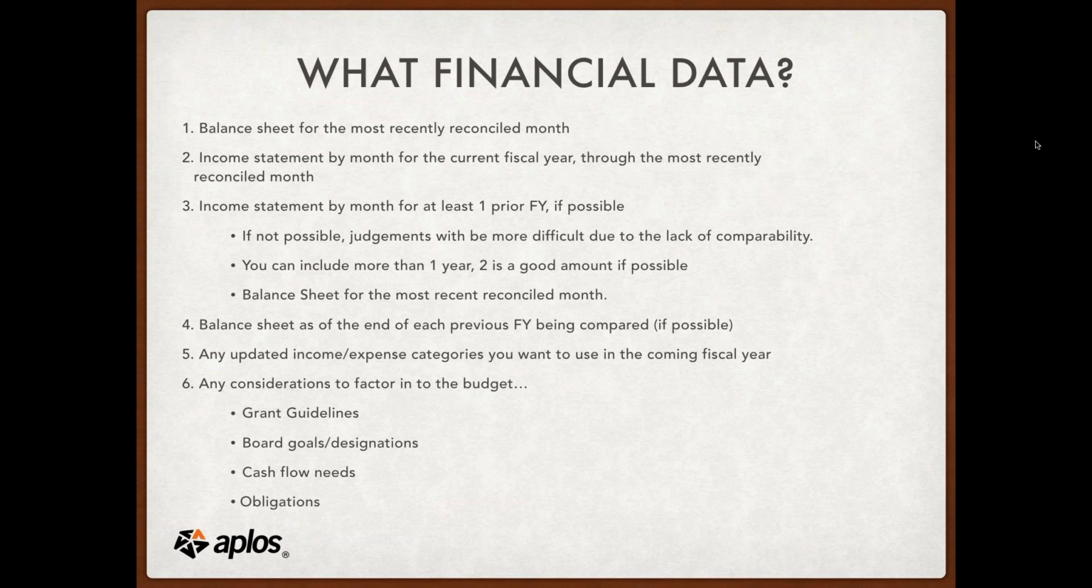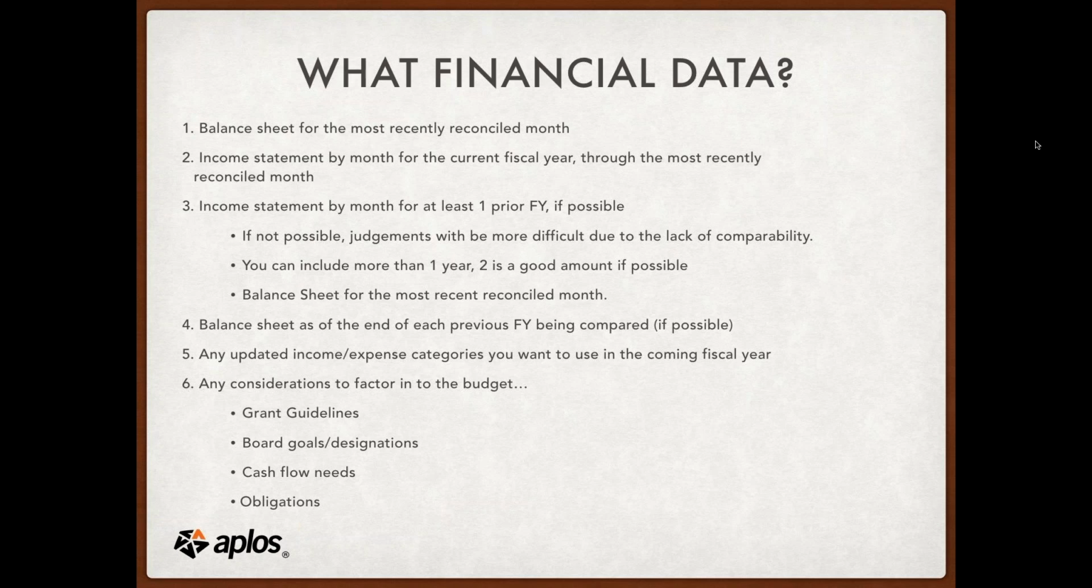So we're going to run through October. I'm going to pull a balance sheet for October 31st and use that as my ending cash amount for my projections going forward. You're also going to want to pull an income statement by month for the current fiscal year. So again, assuming we're talking about January through December, I'm going to pull an income statement by month, which shows me all of my income, all of my expense, and my net income or loss for each month for January through October 2017.